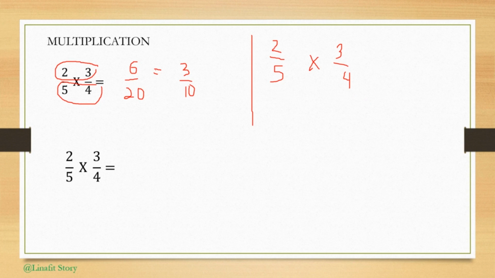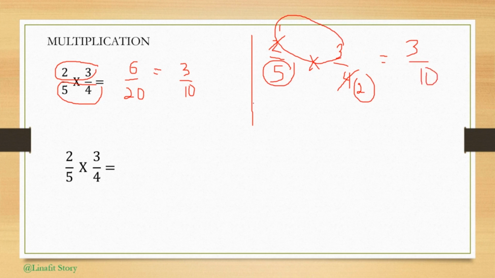So for example, here this is 2, this is 4. Both you can divide by 2. So 2 divided by 2 equals 1, 4 divided by 2 equals 2. After that you multiply the top number. 1 times 3 equals 3, and then you multiply the bottom number. 5 times 2 equals 10. So I repeat, over here both you divided by 2. This is 1, this is 2, so the answer would be 3 out of 10.